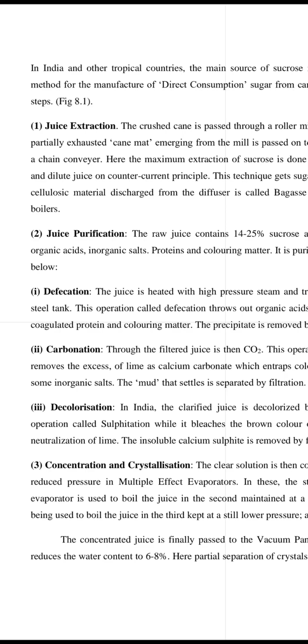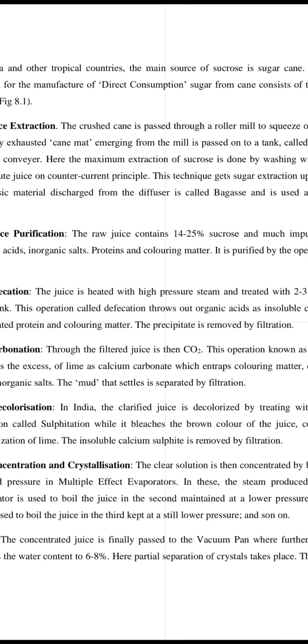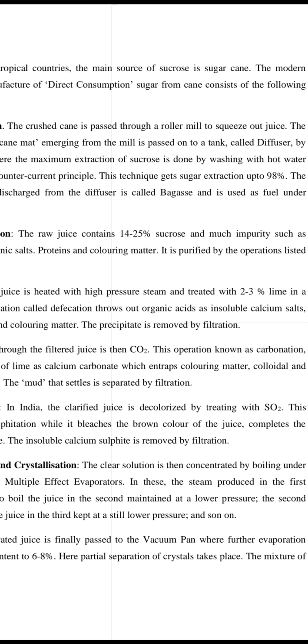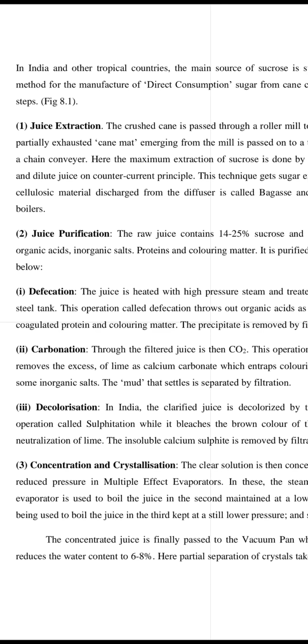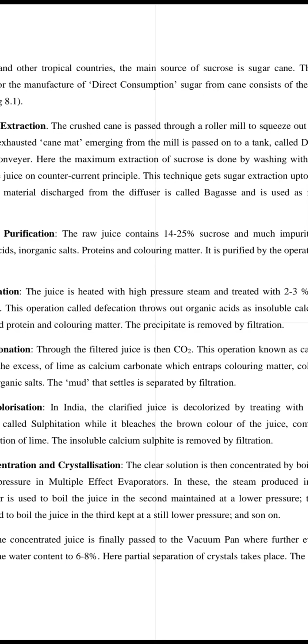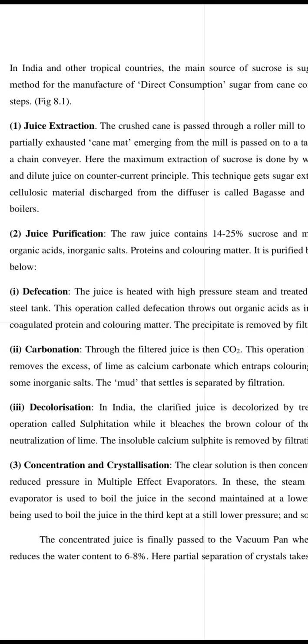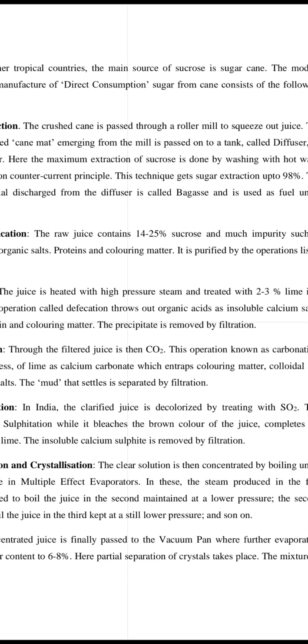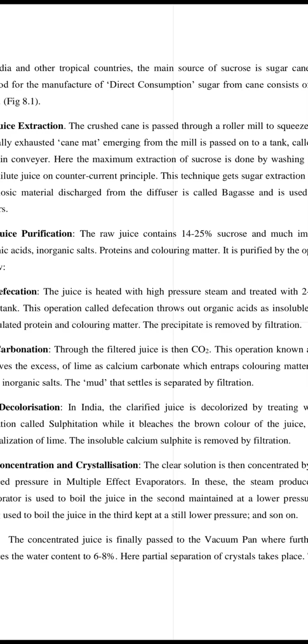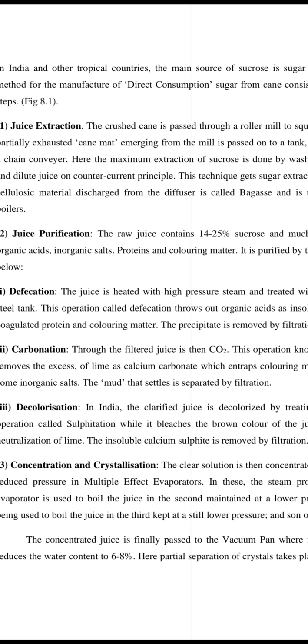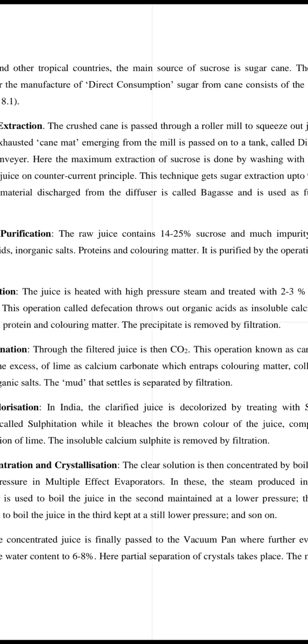After that we do concentration and crystallization. The clear solution is then concentrated by boiling under reduced pressure in multiple effect evaporators. In this case, the steam produced in the first evaporator is used to boil the juice in the second, maintained at a lower pressure. The steam from the second is used to boil the juice in the third, kept at a still lower pressure, and so on.